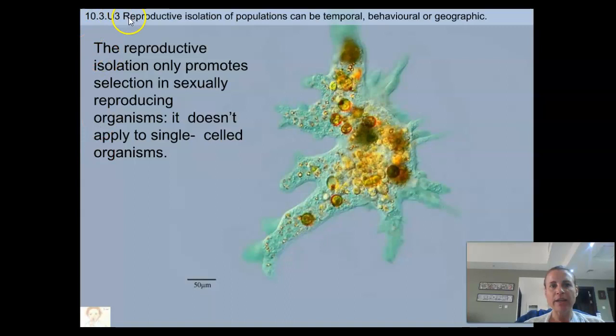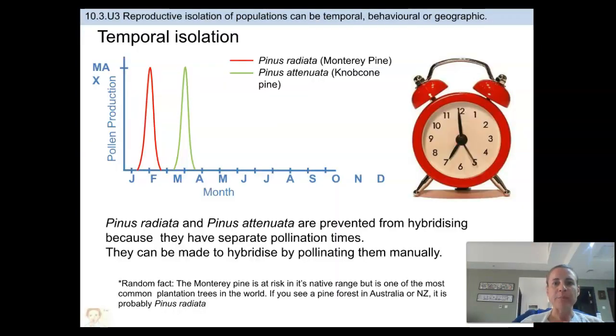Next understanding we're looking at is that reproductive isolation of populations can be temporal, to do with time, behavioural, or geographic. This is only in sexual reproduction, so it's only when there are two parents. It doesn't happen in single-celled organisms, so sorry, bacteria. Temporal, to do with time. So Pinus radiata and Pinus attenuata are prevented from hybridizing.